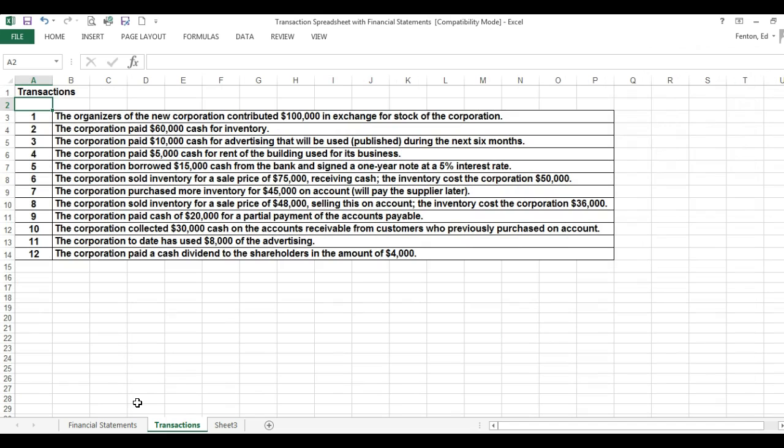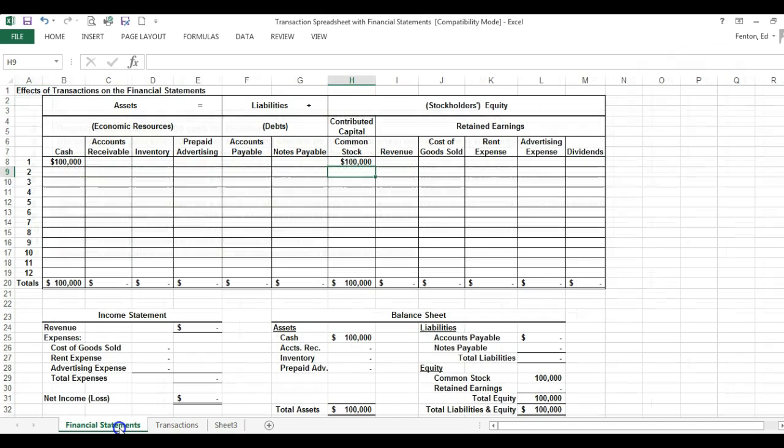The corporation paid $60,000 cash for inventory. So we need something to sell to the customers. We're going to use $60,000 cash. So we're going to enter a negative 60 in the cash account, then record the reason that we paid the cash out, and of course inventory is increasing. And what we've done is exchange one asset for another one.